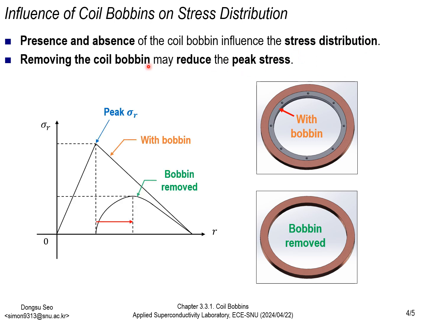The graph below is a radial stress distribution, as the radius of the superconducting coil increases. If a coil bobbin is present, it reaches its peak radial stress. However, if we remove the coil bobbin, overall stress decreases and does not reach its peak stress. This indicates that removing the coil bobbin may reduce the peak stress compared to stress distribution when there is a coil bobbin.